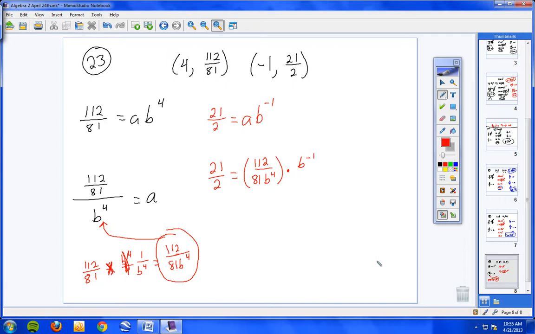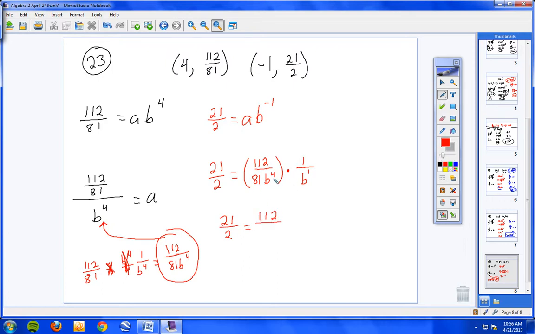Let's do a side note down here. Isn't b to the negative 1 the exact same thing as 1 over b? Haven't I taught you guys if you have a negative exponent, you can move it to the top or the bottom and it gets rid of the negative exponent? Sure, I have. So really, instead of putting b to the negative 1, if it's okay with you guys, I'm just going to go ahead and put 1 over b. That'll make it a lot easier. All right, now let's go ahead and simplify this right side. So I have 21 over 2 equals, okay, 112 times 1 is 112.